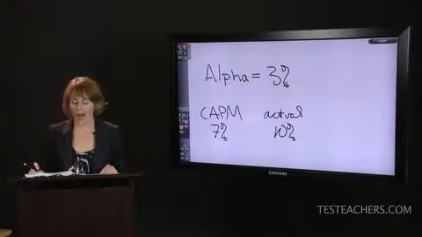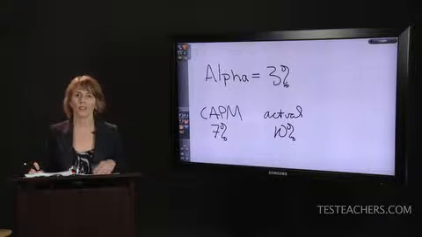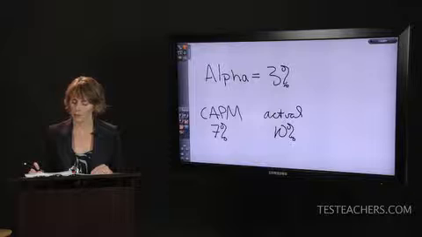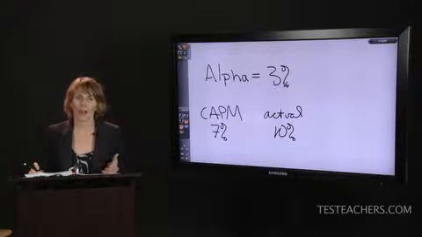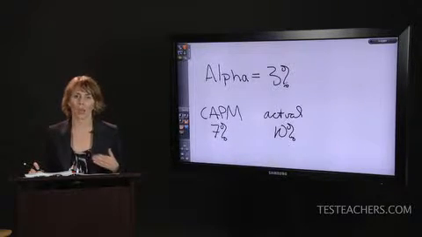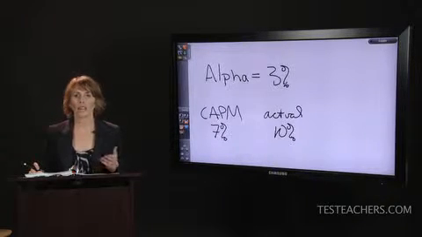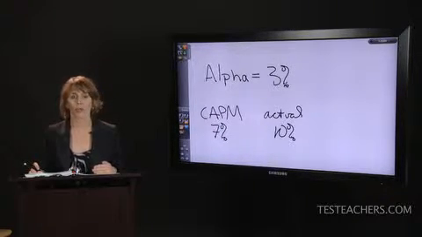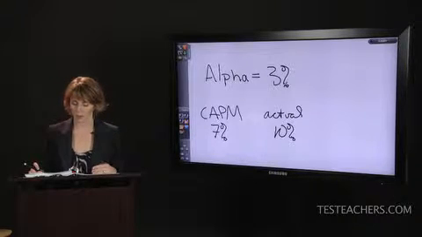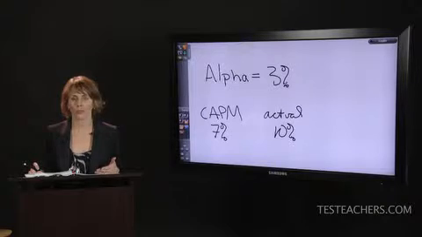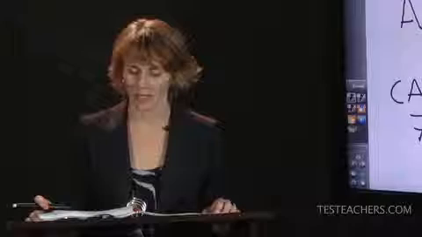If the alpha is positive, it means that the mutual fund outperformed the benchmark index. So if you had a 4 alpha, it would mean that the mutual fund outperformed the index by 4%. If the alpha was -1, it would mean it underperformed the index by 1%. So a couple of questions on these statistical forms of measurement.